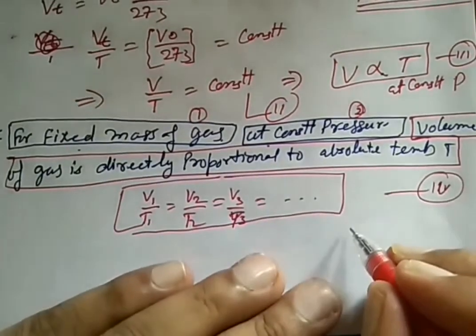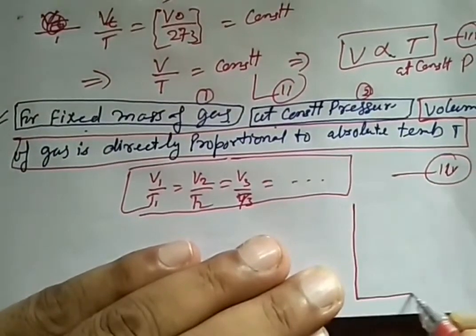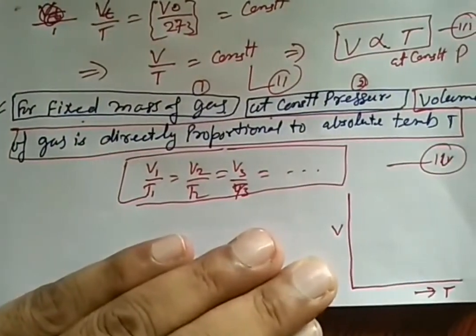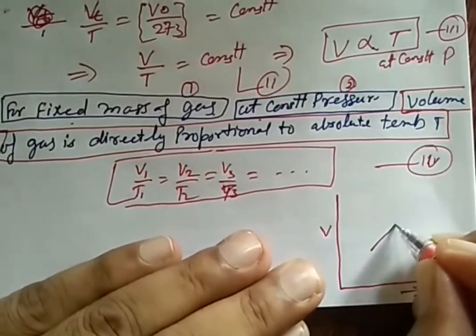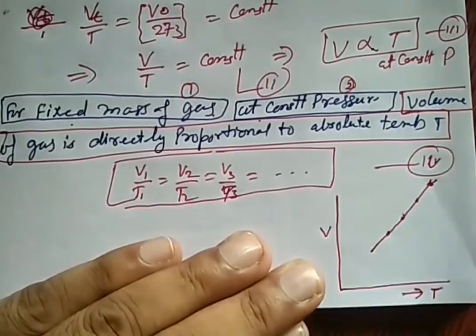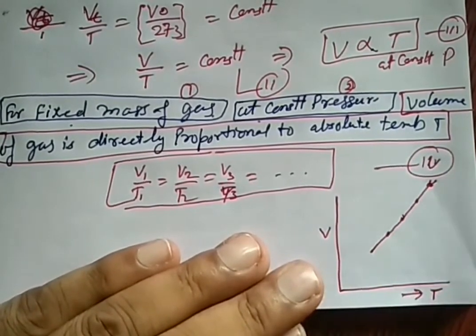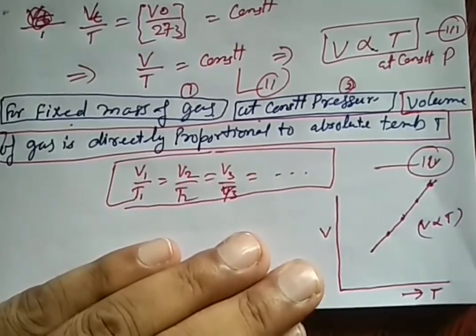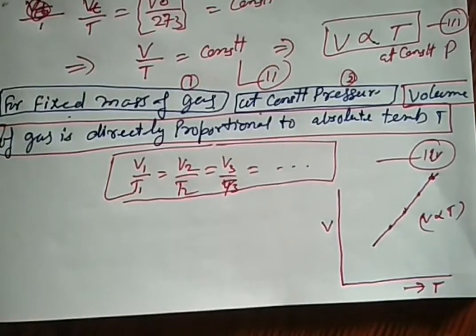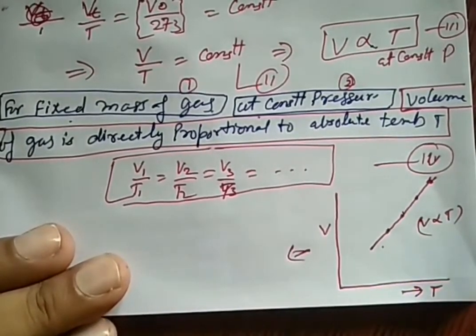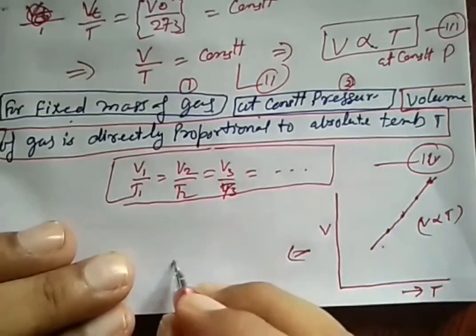Here is a graph plotted between volume versus temperature. How is this obtained? A straight line. On increasing the temperature, the volume of gas increases, and V is proportional to T. This graph represents Charles law exactly, and this graph is also called isobars.